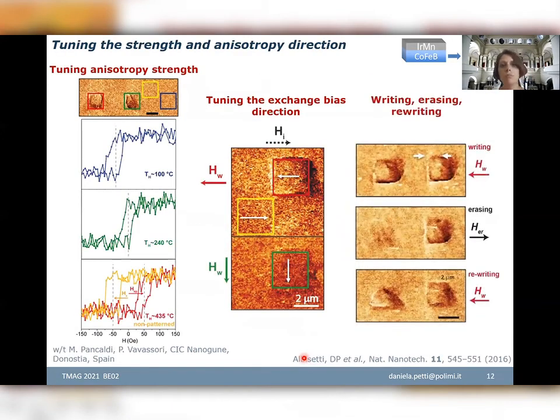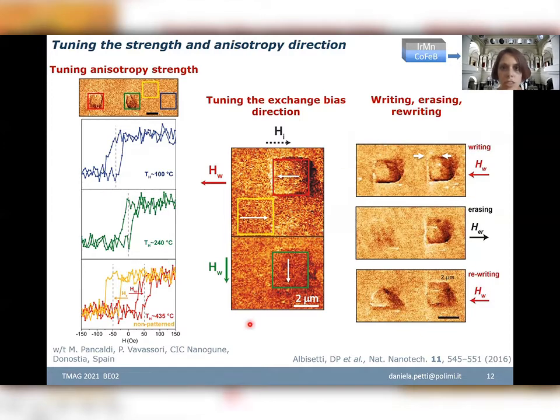As I mentioned before, this technique is tunable. So on the left, we can see that it's possible to tune the anisotropy strength. This is a polycrystalline sample. So by tuning the temperature of the tip, exchange bias with different strengths can be created, as you can see here in the micro-Kerr hysteresis loops acquired in different pattern regions.